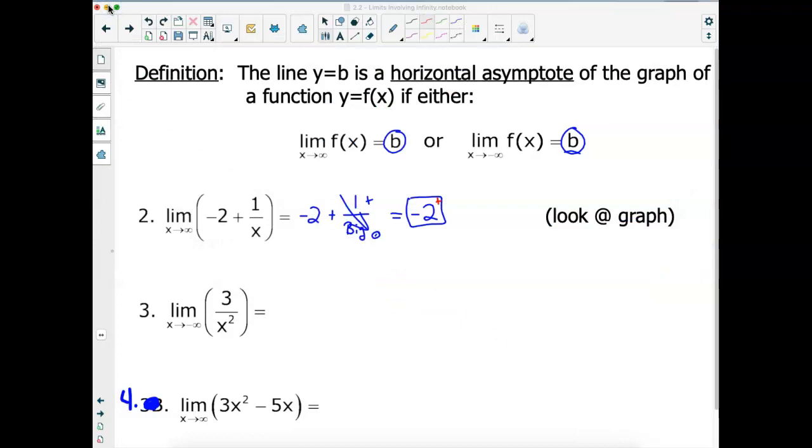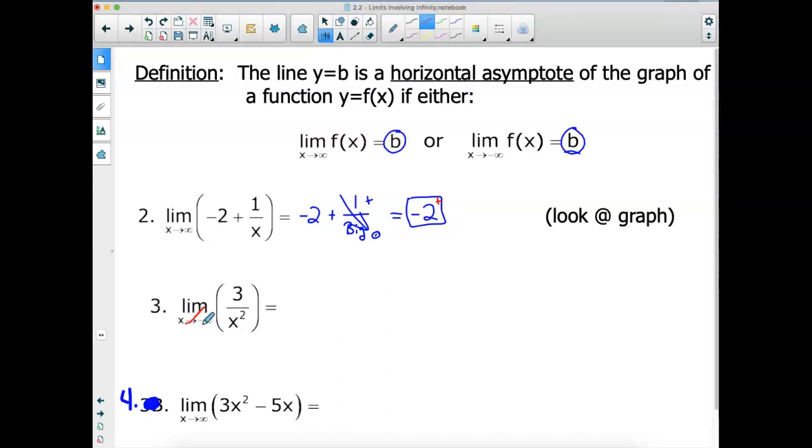Look at this next one here. The limit as x approaches negative infinity. What happens to any number, any negative number, when I square it? It turns positive, right? So here I'm going to get 1 over positive big, okay?